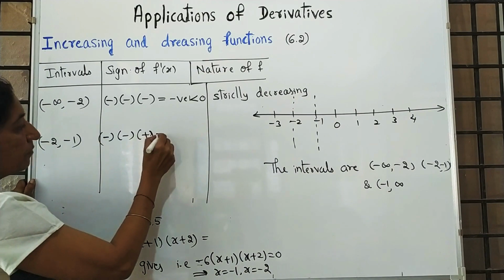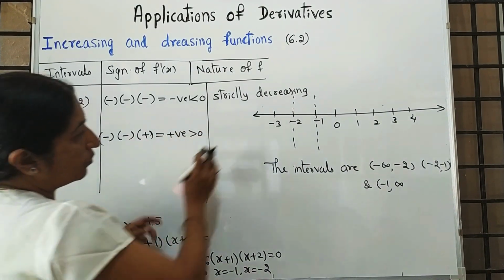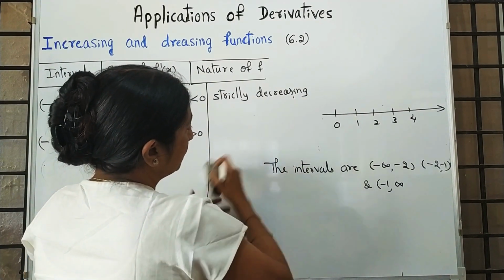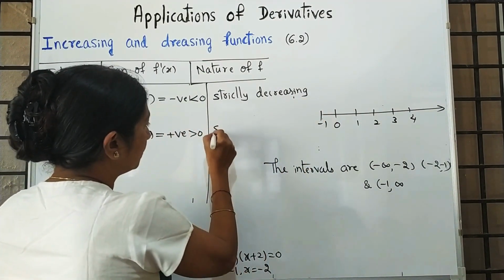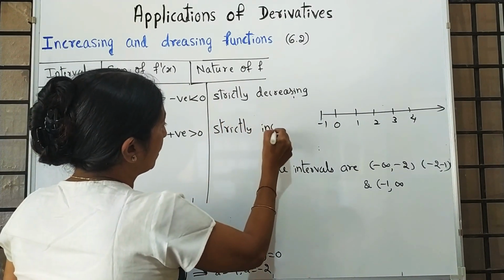Minus into minus into plus is greater than 0. So, it is a strictly increasing function.